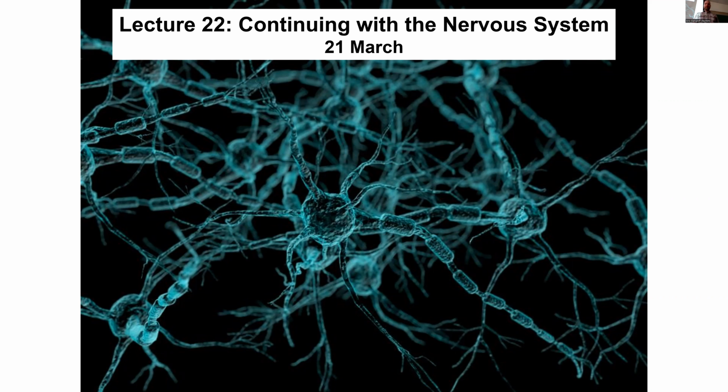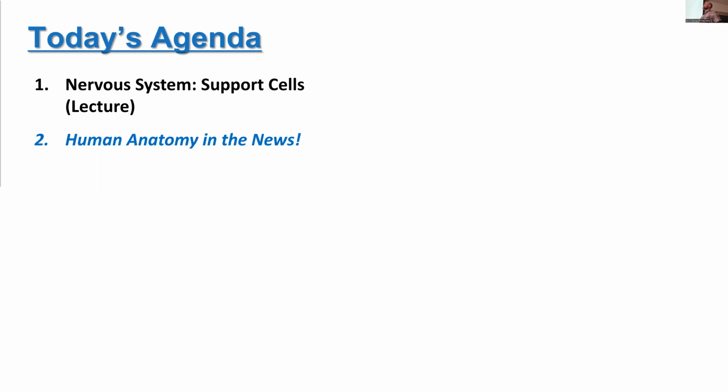So here's what today's class looks like. We're going to talk about the support cells of the nervous system, of both the peripheral and central nervous system. And then I have a human anatomy in the news, kind of cool story. I think I promised you the story on Wednesday and we never got to it on Wednesday, and obviously didn't get to it on Friday. So we'll get to it today.